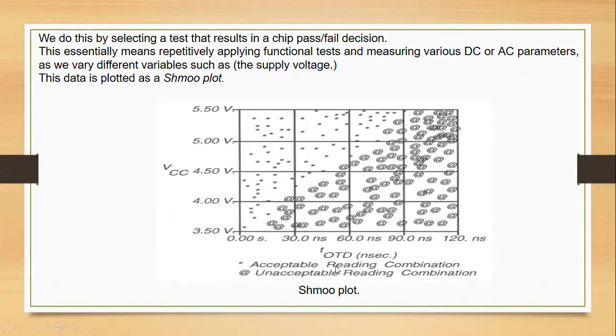Okay. So when we have an acceptable reading combination, it is represented as a star mark, and the other mark is represented as an unacceptable reading combination. So on these comparisons in the Shmoo plot, what happens? The voltage level is plotted. If the time is increased with respect to the voltage, what happens? There are more unacceptable reading combinations. If the time is less and the voltage levels are more, what happens? There is a representation with acceptable reading combinations.